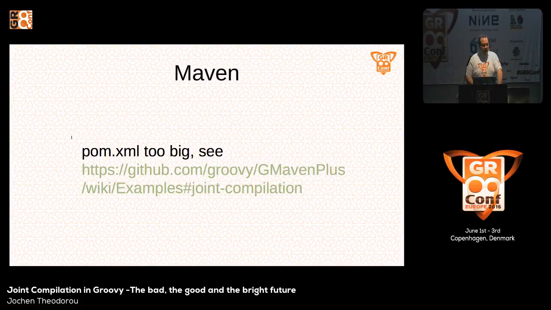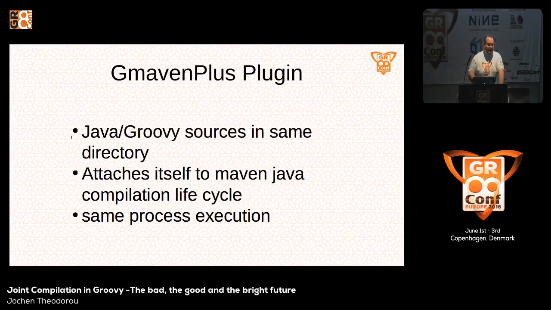I was considering making a complete POM XML for how to use it in Maven 2, but, well, it didn't really fit on the slide, so I refer to this web page. So for Maven, you usually use the GMavenPlus plugin. You mix Java and Groovy sources in the same directory. The GMavenPlus plugin will attach itself, or make itself part of the compilation lifecycle that is present in Maven for Java. It will not define its own lifecycle. This has been attempted before and failed, so they decided to do it differently. It's a more complicated version, but for the implementation, for the user, it's easier because everything will just work.